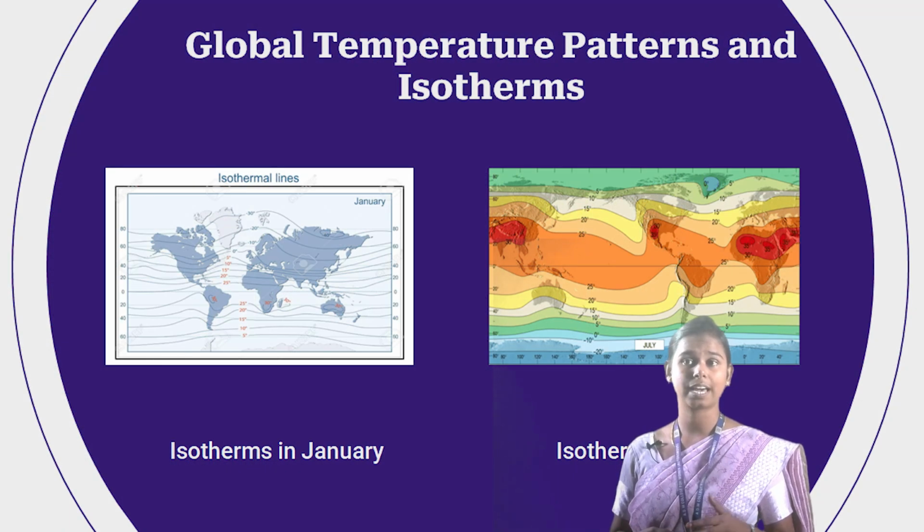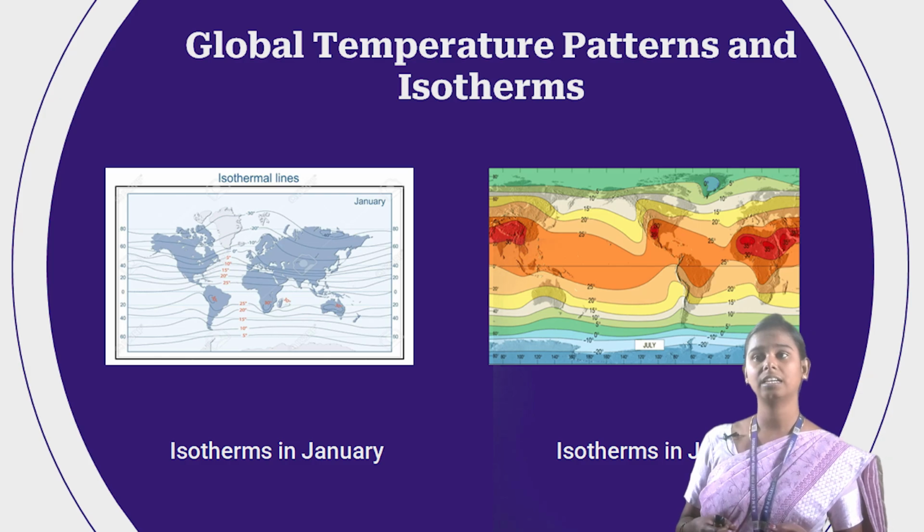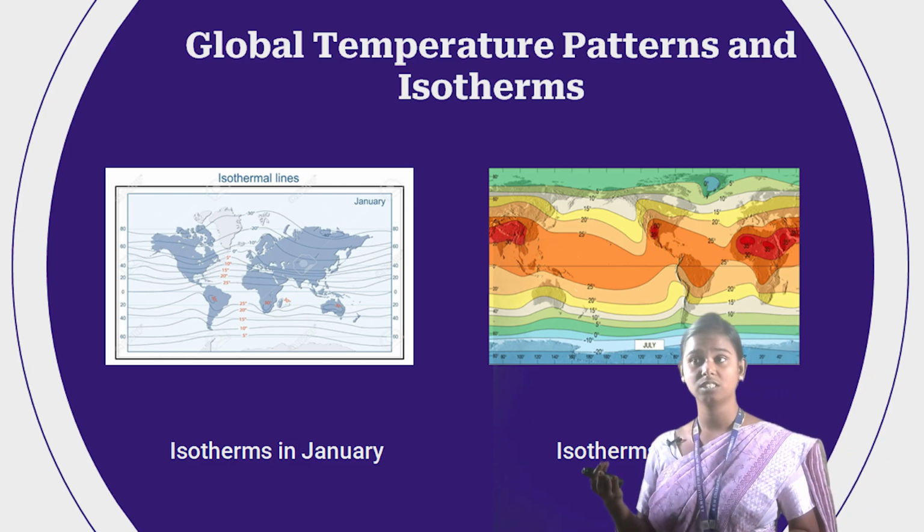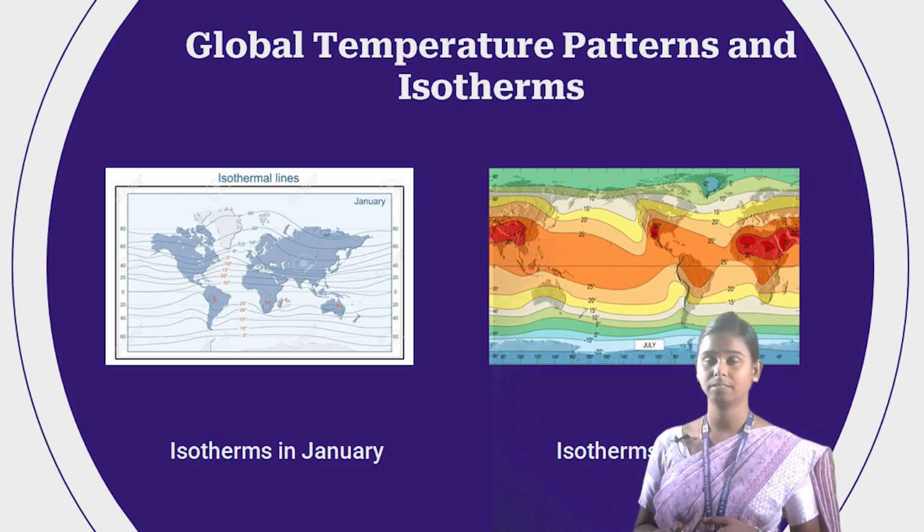These pictures show isotherms in January and isotherms in July in global warming.